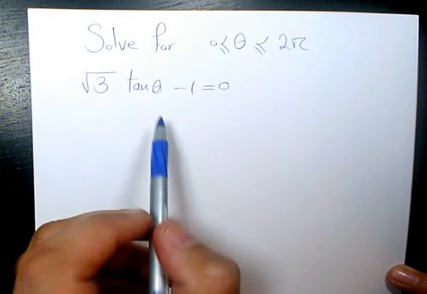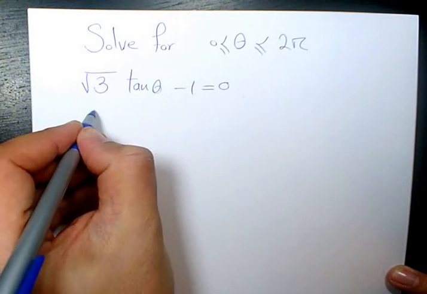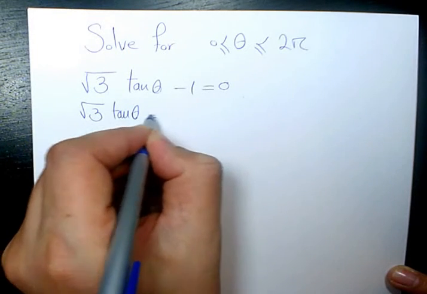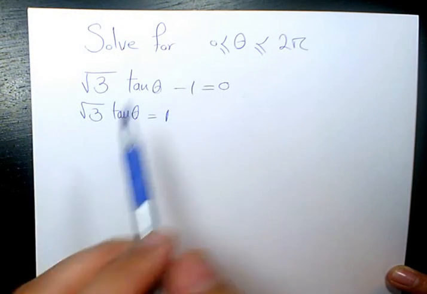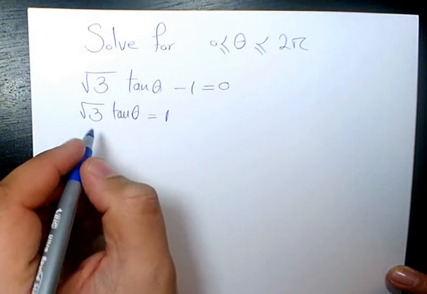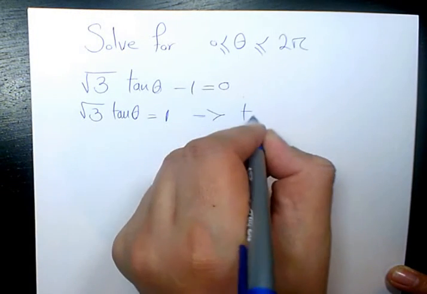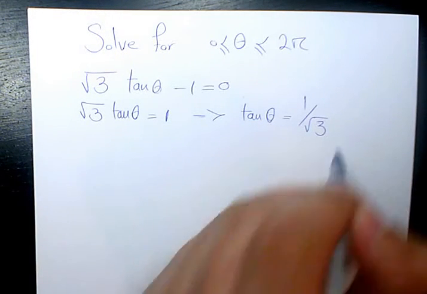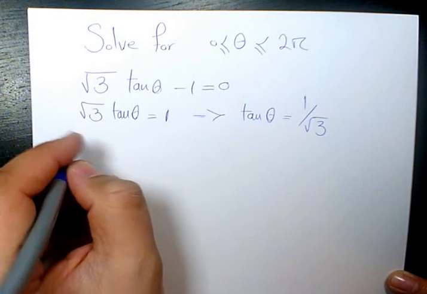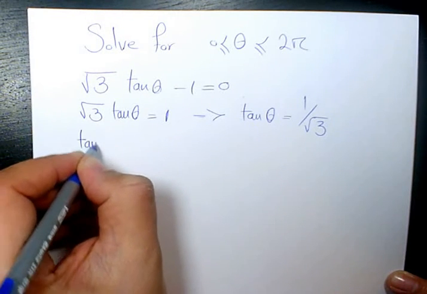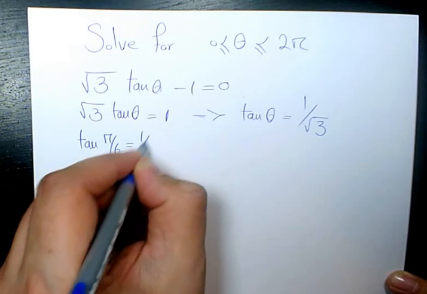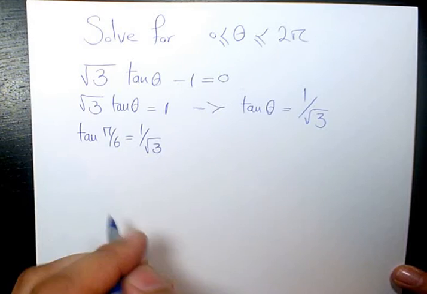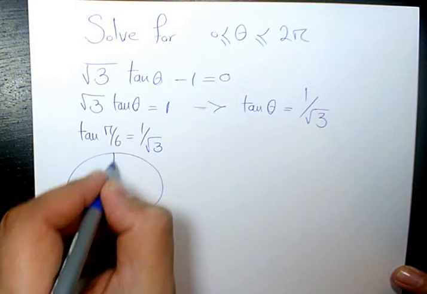The first thing I want to do is isolate tan theta. Root 3 tan theta equals 1 when you move negative 1 to the right-hand side, and then we divide both sides by root 3. It's going to be 1 over root 3. We know tan pi over 6 equals 1 over root 3, so it means that one of the answers is pi over 6. And what is going to be the second answer?